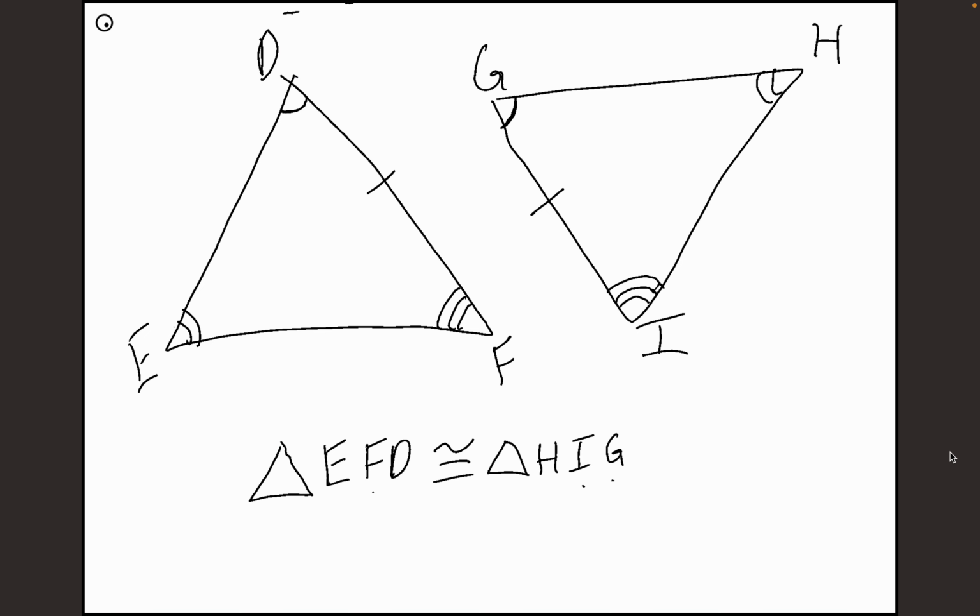All right. What about EF? HI. So those two are congruent. And then finally, that leaves us with HG and DE. Okay? So do we see that?